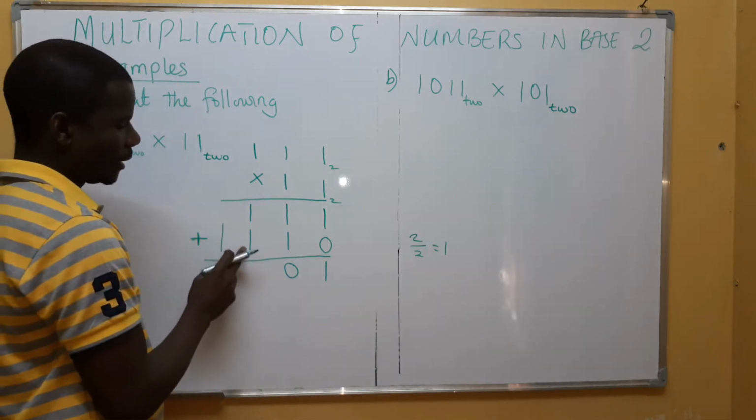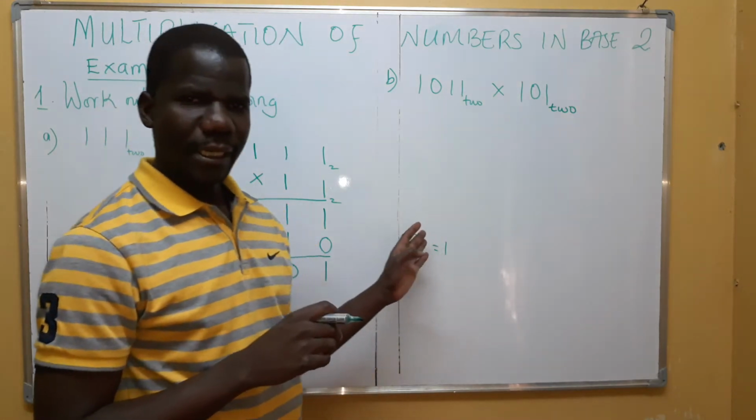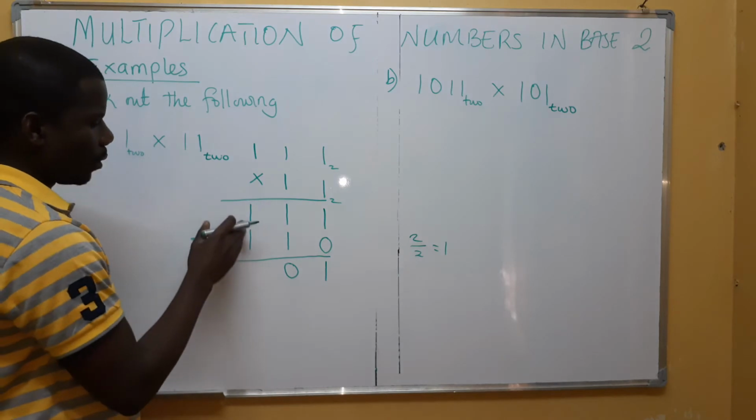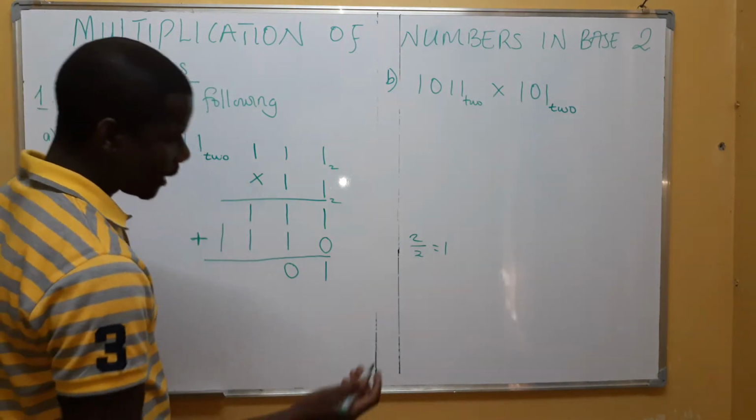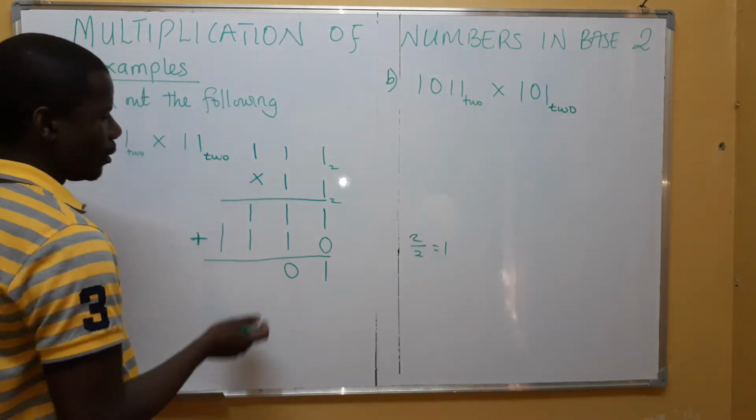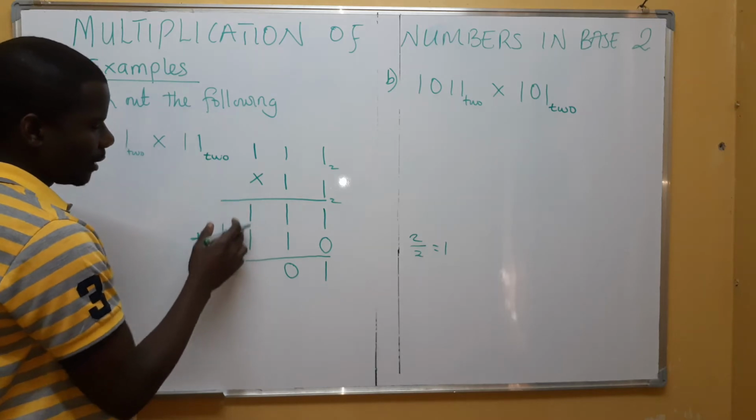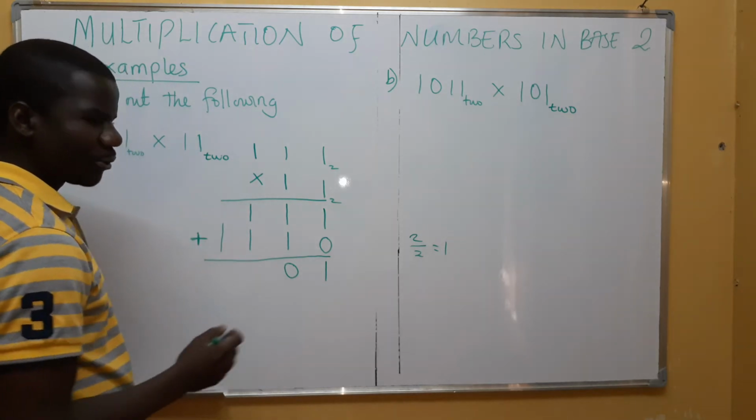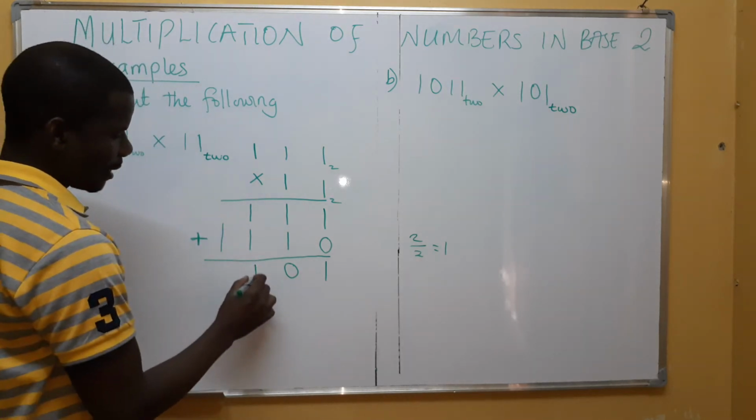1 plus 1, we get 2. And the 1 that we had this side has to be added to that 2 so that we can have 3. 3 is more than 2. When we get a number that is greater than 2, we need to divide it by 2. So 3 is divided by 2. What do we get? We're going to get 1 remainder 1. So we write our remainder 1 here.